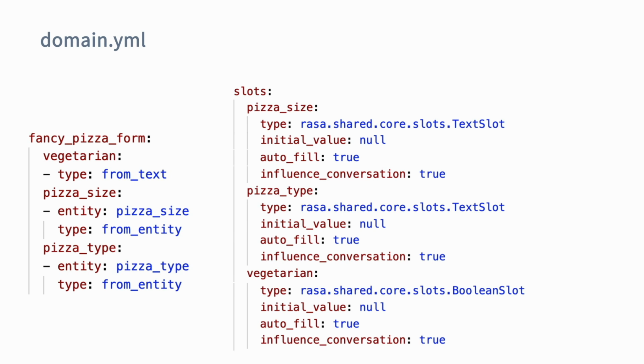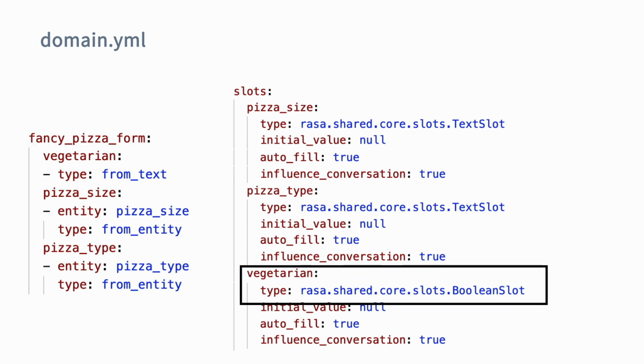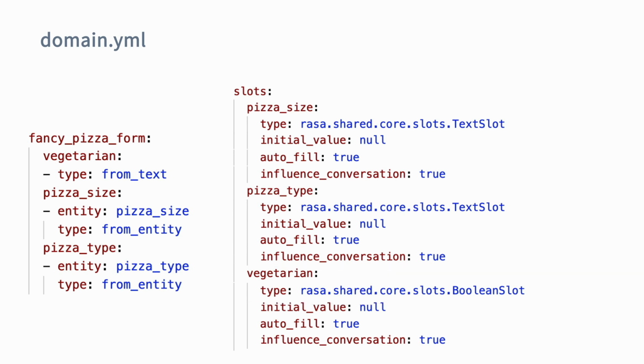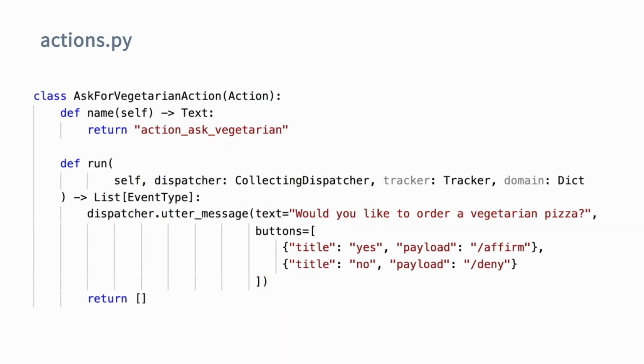The form will be dynamic, and we'll start by asking the user if they prefer to see a vegetarian option first. Note that in this particular case, the vegetarian slot is Boolean, and that the value is extracted from the text. Again, our form asks by checking if you prefer a vegetarian pizza, but the way that we ask for a vegetarian pizza is also something that we can specify with a custom action.